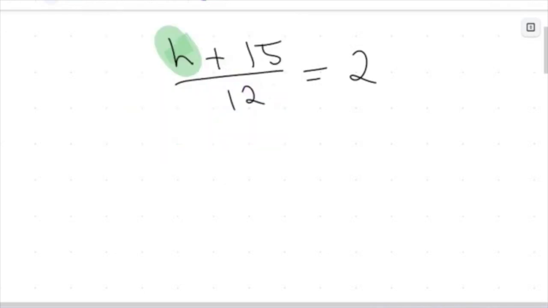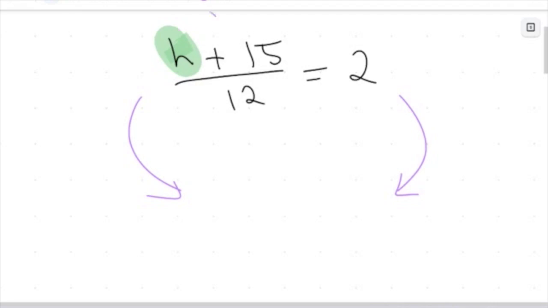Now, here I have h plus 15 divided by 12 gives me 2. Now, all the questions we're doing today are going to have fractions in them, but you can see that they're actually not too different from solving systematically, which we've been doing before. So, if I look here, I'm going to think, well, what was the last thing on the left-hand side that was done to my unknown thing h, my unknown pronumeral?